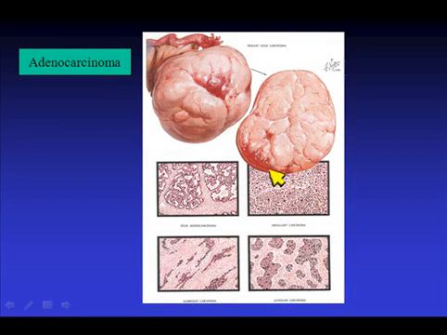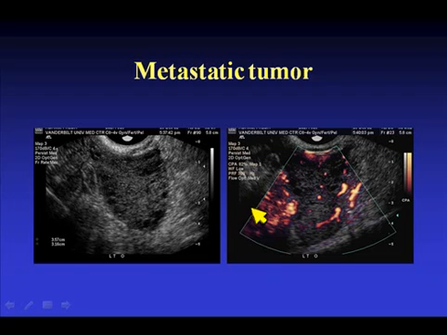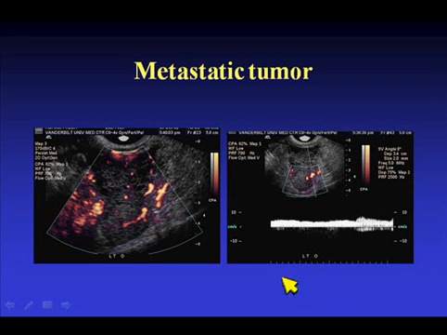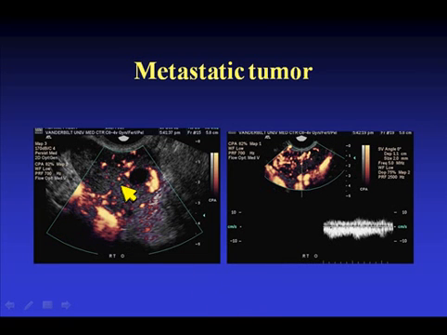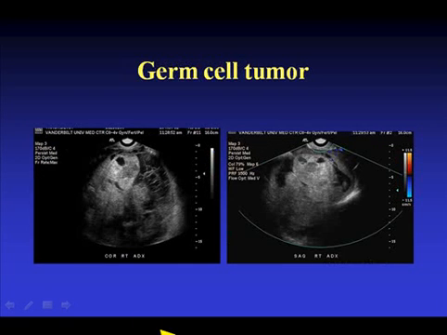This is a picture of an adenocarcinoma of the ovary that's a solid lesion. This is a color Doppler showing an area that is solid arising from the left ovary in this patient with colon cancer, which was a metastatic tumor with very low impedance blood flow. And this is the right ovary in the same patient with bilateral ovarian metastases. This is a patient that has a solid lesion with some cystic spaces, and this is a germ cell tumor.